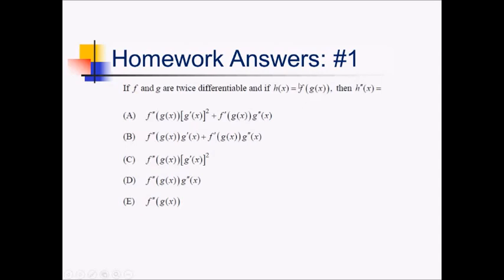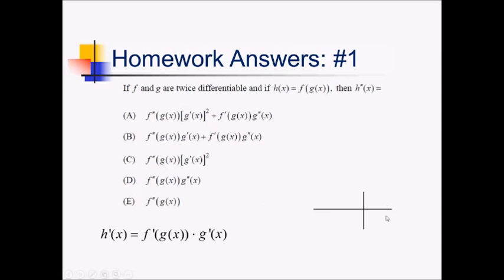So we're going to do f prime of g of x, so the derivative of f of something, times the derivative of the something, so times g prime of x. This is literally the chain rule written out as a formula. But now we have to go one step further. We have to do h double prime of x, which means we need the derivative of all this stuff. This is a product, so we're going to have to use the product rule.